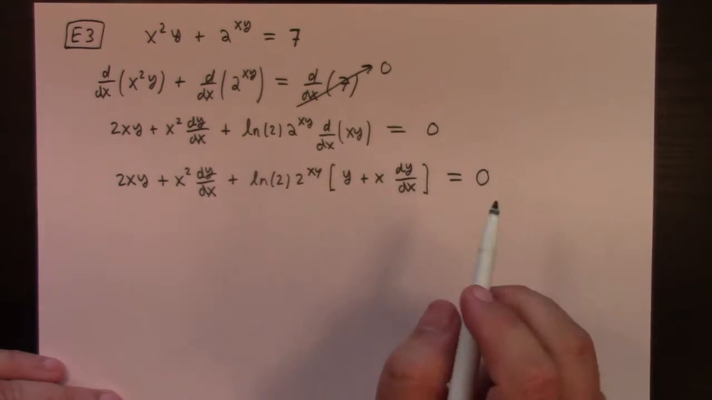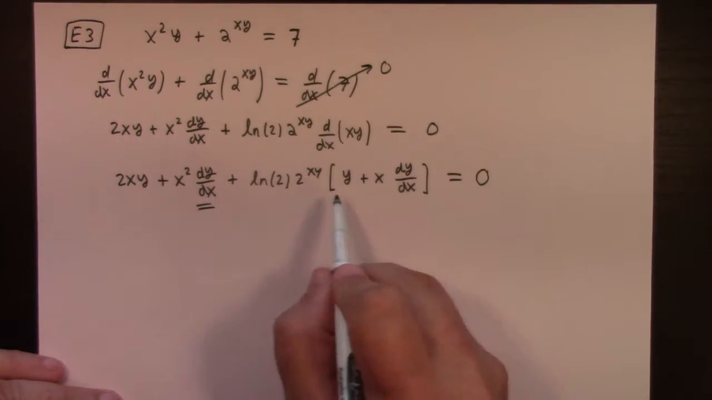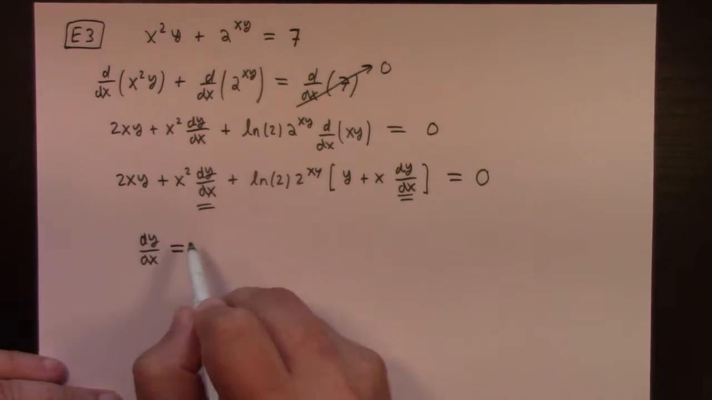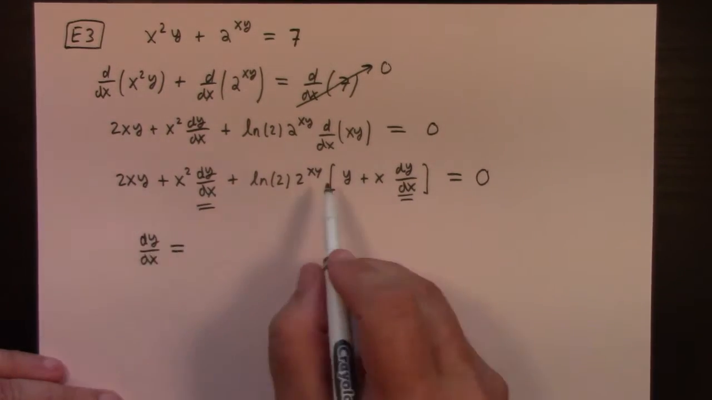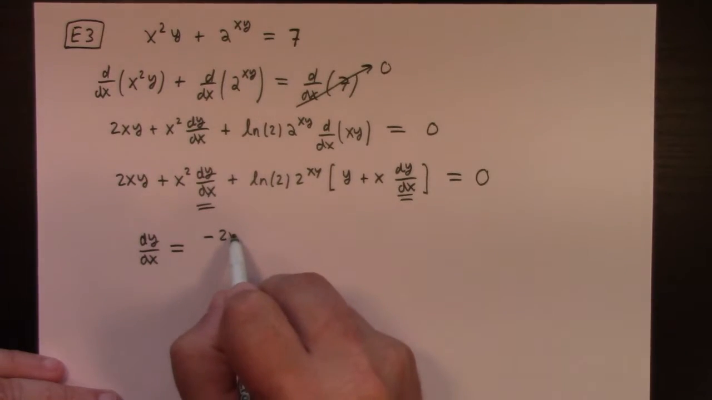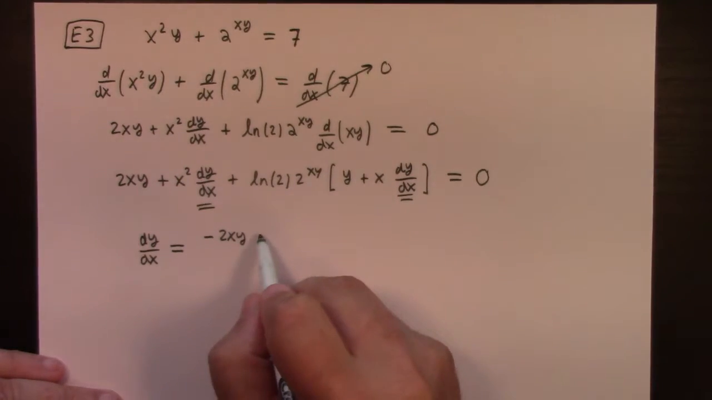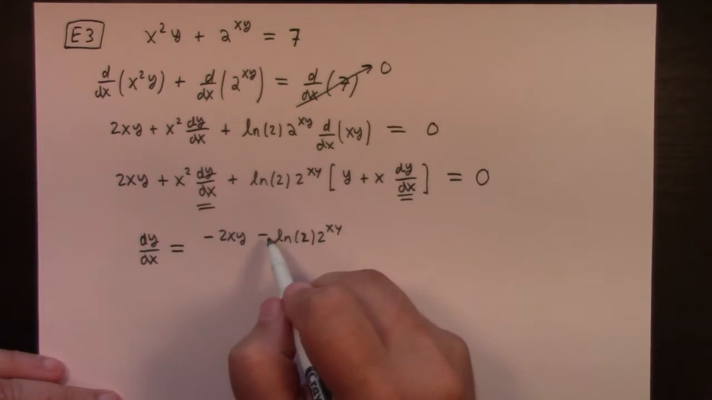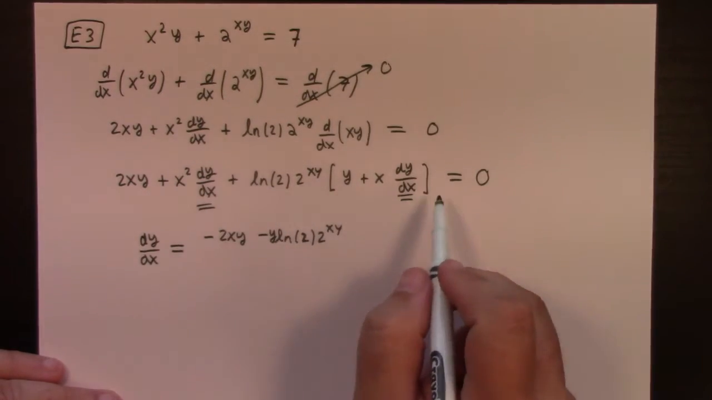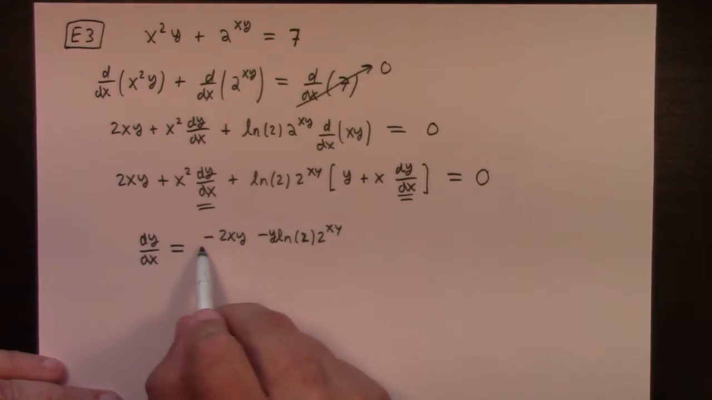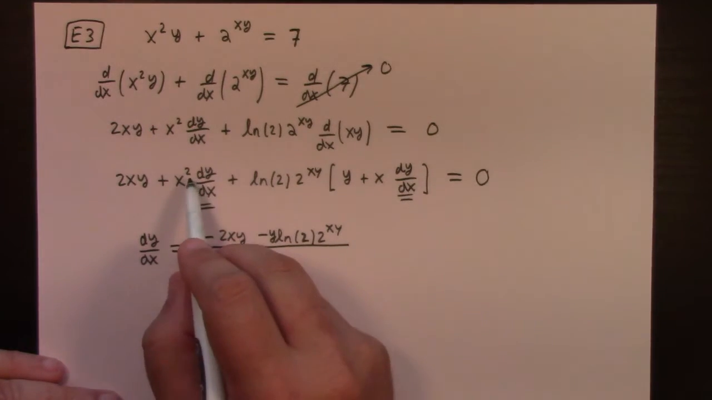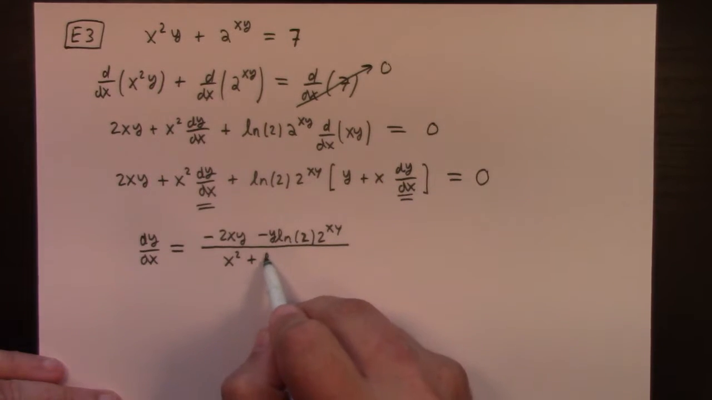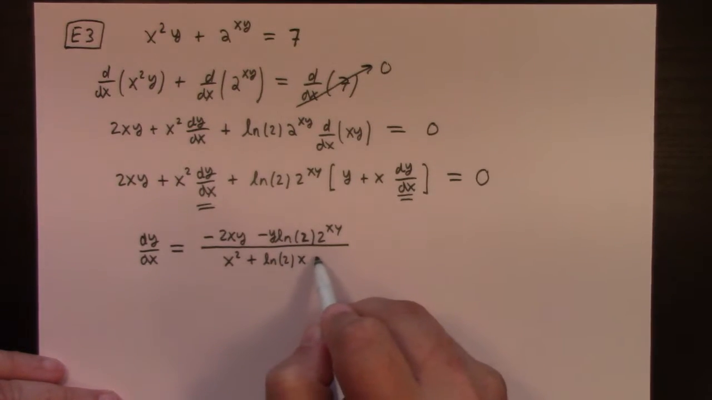Now, finishing below, solve for dy/dx. All right, so this guy and this guy, I can solve for it. dy/dx equals what? I just take everything that doesn't have dy/dx to the other side, which is minus 2xy, minus the natural log of 2 times 2 to the xy, and there's a y, I'll put it out front. That's all that moved to the other side. Then I would be able to factor out in front of dy/dx an x squared, plus the natural log of 2 times x times 2 to the xy.